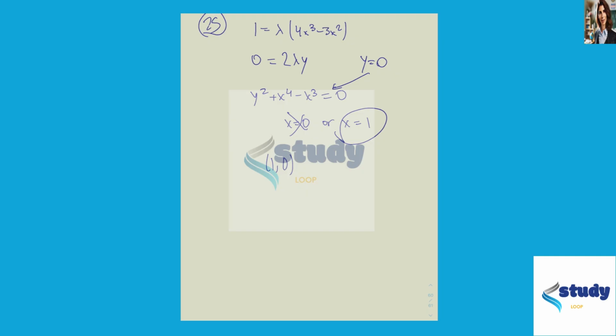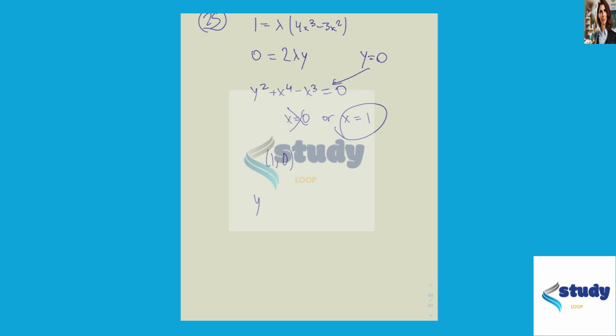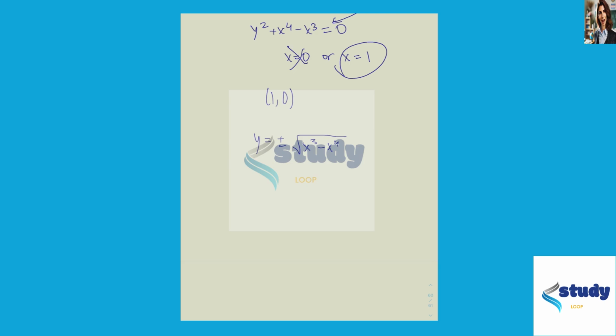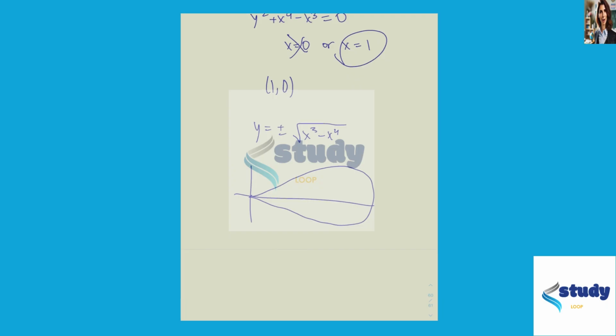So what we have is that based on our g function, y is equal to plus or minus the square root of x cubed minus x to the fourth. So it is defined only for 0 less than or equal to x, which is less than or equal to 1. So what we end up having is this right here. That's our graph, and we see that f of (0, 0) is actually going to give us the minimum.